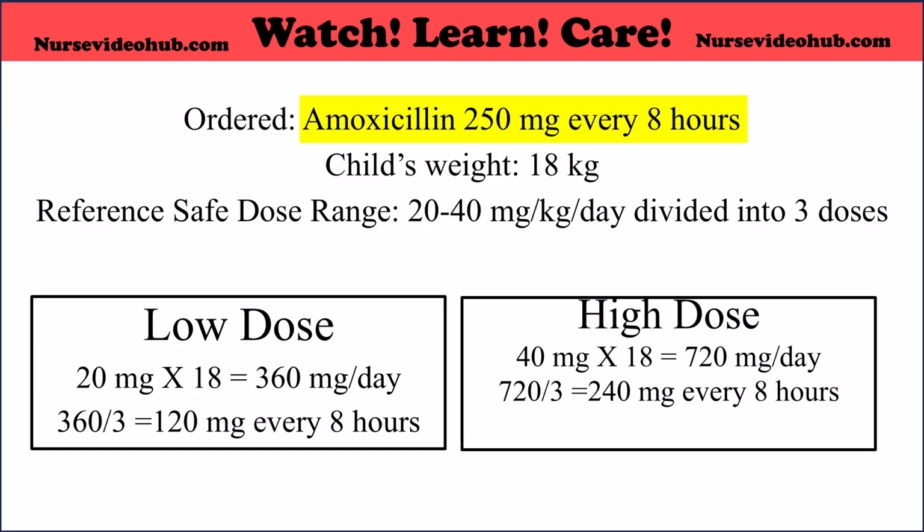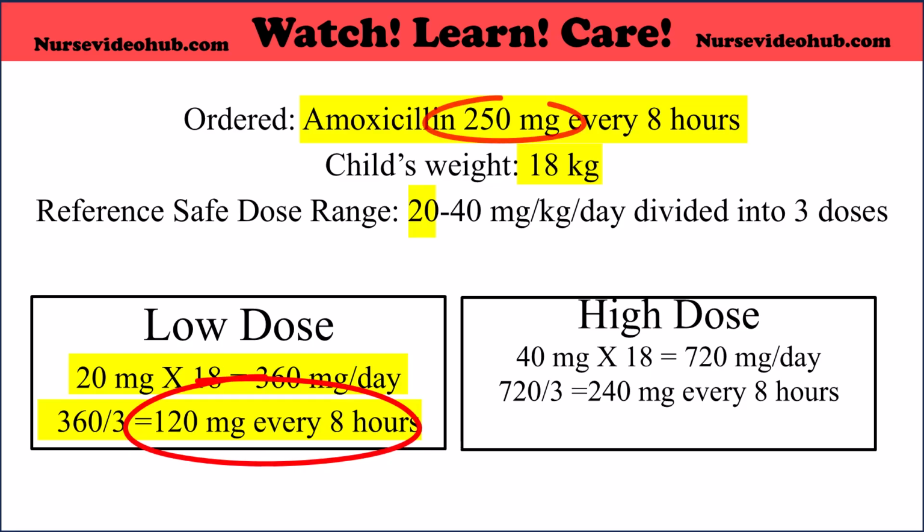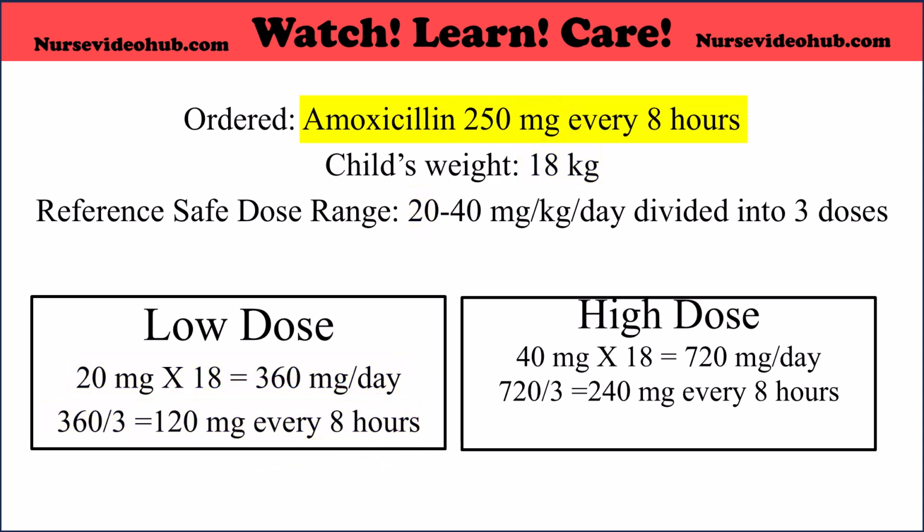Calculate if the patient's dose is safe. The low dose range is 20 milligrams times 18 kilograms divided by 3. The low dose is 120 milligrams every 8 hours. The patient's dose is 250 milligrams, which is above the low dose, so that is good. Now you need to ensure it is at or below the high dose. The high dose is 40 milligrams times 18 divided by 3. The high dose is 240 milligrams every 8 hours.